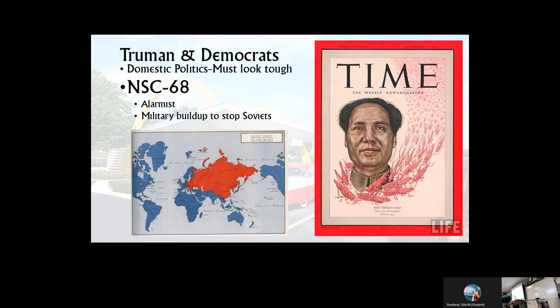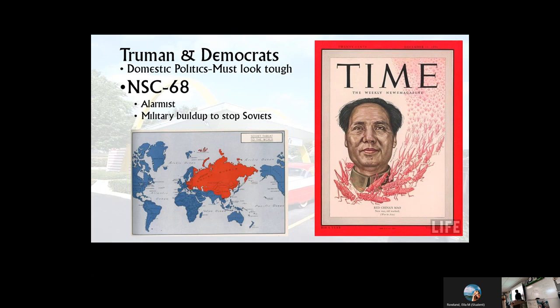So the National Security Council, created out of the National Security Act, would write a secret document, NSC-68, but it would have long-lasting impact to this day. It was shockingly alarmist. Oh my God, we're about ready to fall to the communists after China fell. No, the US was the strongest country in the world, but everybody was just freaking out. And they said, we must have a massive military buildup. And this was already kind of happening, but now it's like, we have to.